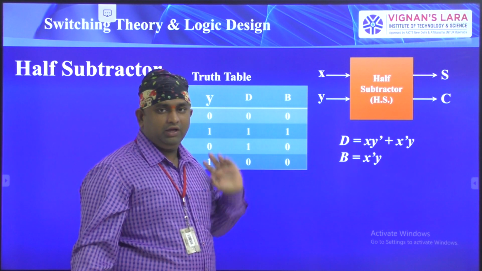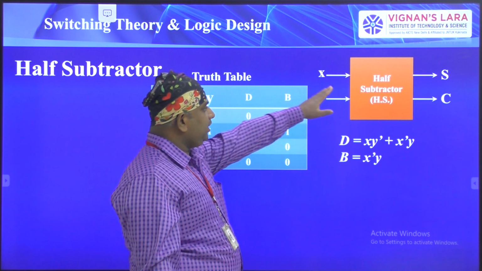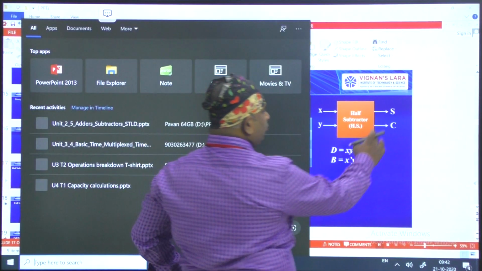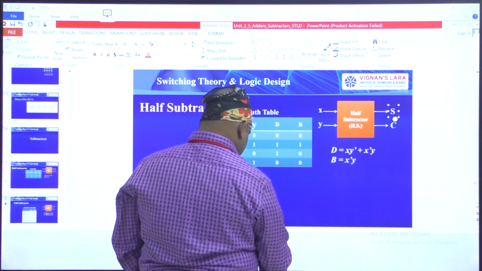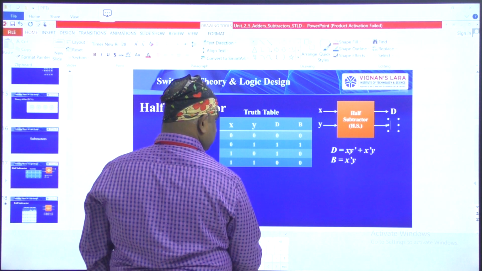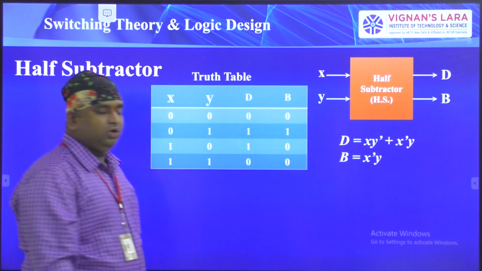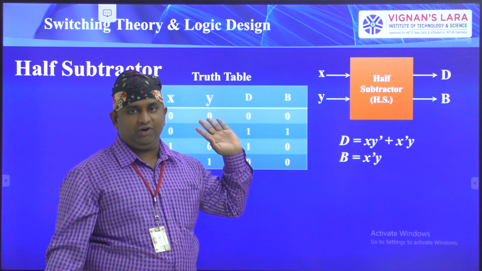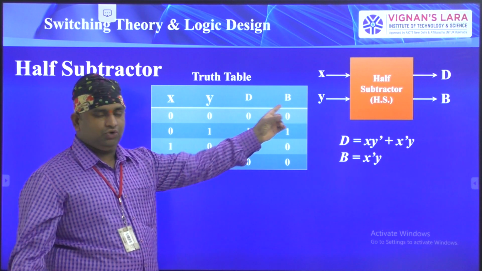So our subtraction outputs, difference and borrow, these two are outputs. See here, x and y are both inputs, and the outputs are difference and borrow. So for the half subtractor, we have two inputs, x and y, and two outputs, difference and borrow. 0 minus 0, the difference is 0 and there is no borrow.